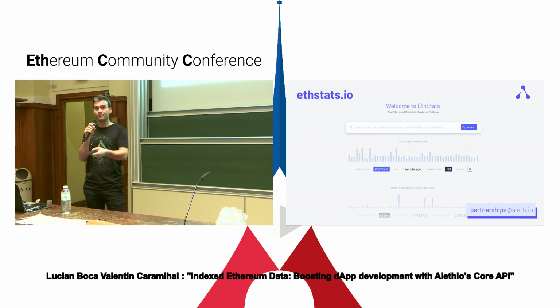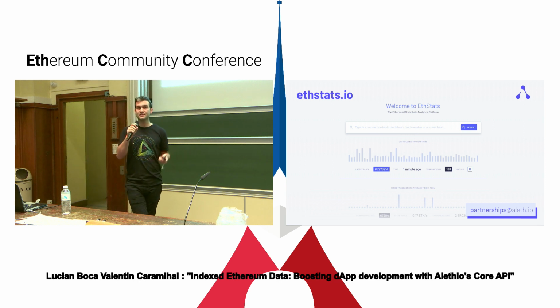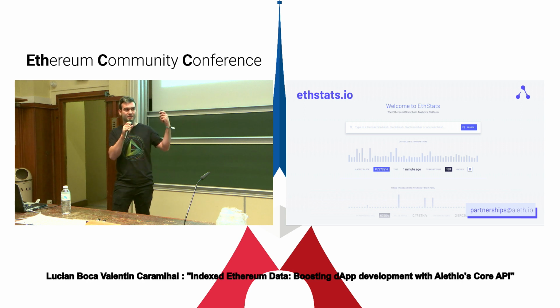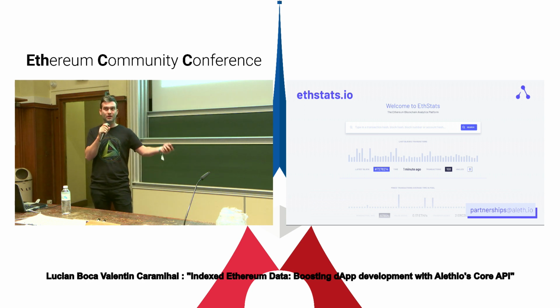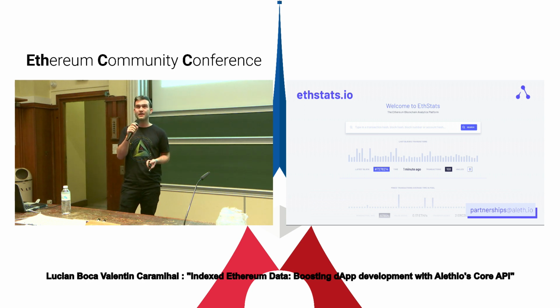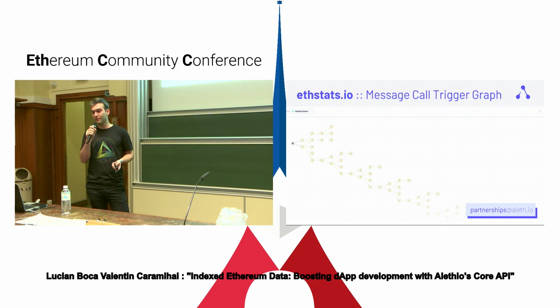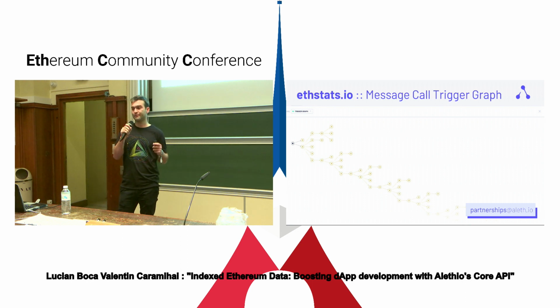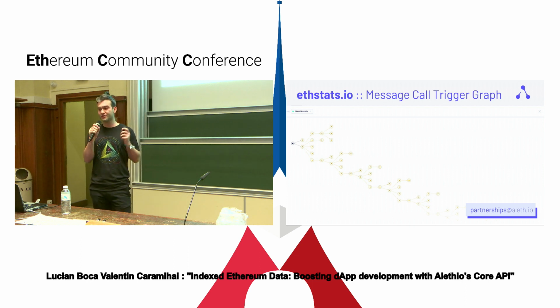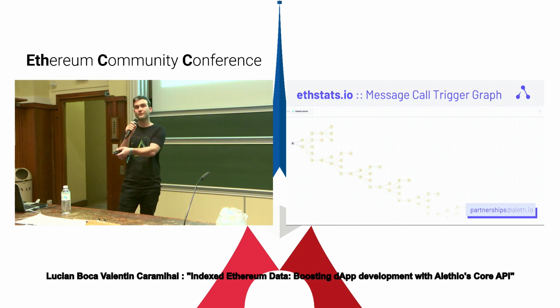But this is our Block Explorer. You can access it at that link there. Besides basic functionality of a Block Explorer, like seeing transactions, accounts, blocks, and all that, it also has some nice developer-oriented features. I'll highlight a few of these right now. So the first one is the message call trigger graph. So if you go to an arbitrary transaction, there's an option to see this call trigger graph.